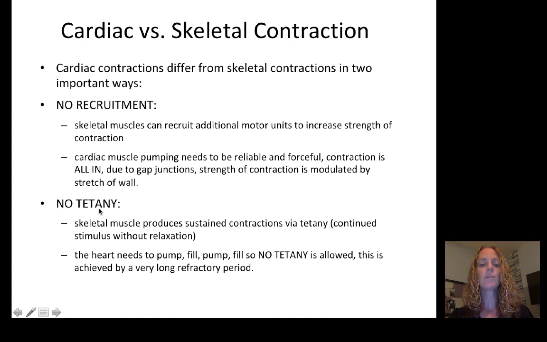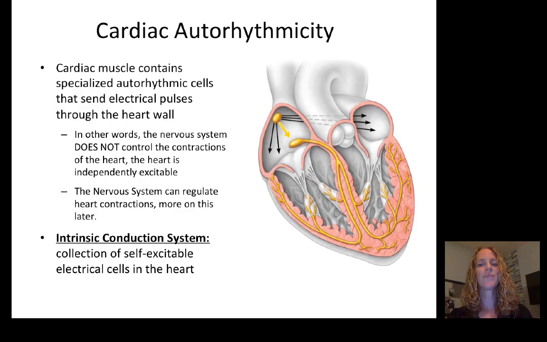There's also no tetany or no max sustained contraction like there is in skeletal muscle. And that's because the heart needs to both fill and pump, and fill and pump. You wouldn't want tetany to occur in a heart muscle. So instead you have a very long refractory period in heart muscle, and we'll talk about that later too.